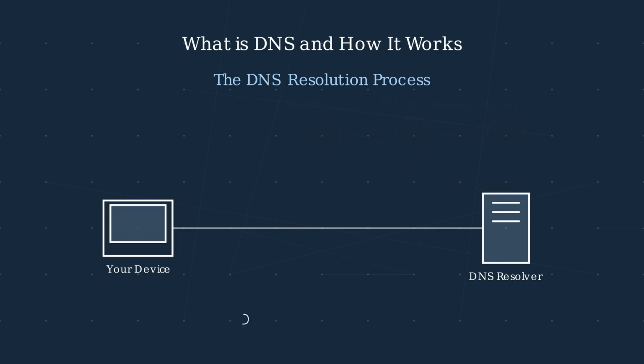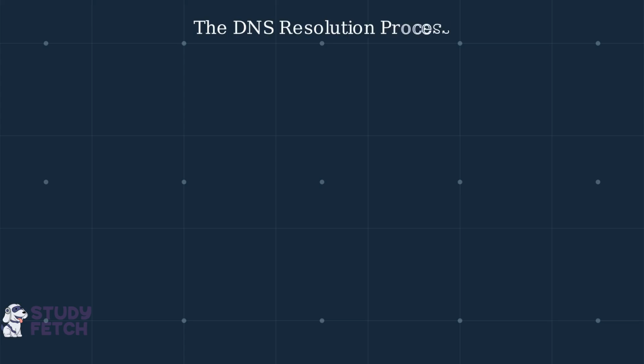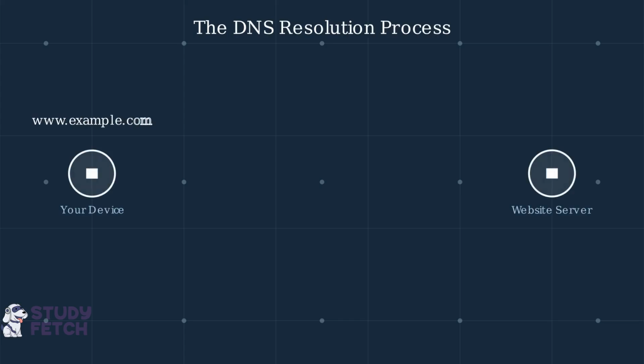To summarize, DNS converts domain names to IP addresses, checks local caches first, uses recursive resolvers, and navigates through a hierarchy of servers to find the right information. The DNS resolution process follows a hierarchical path to convert domain names into IP addresses.